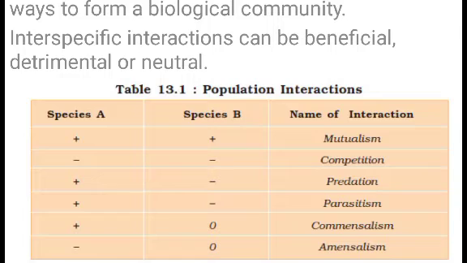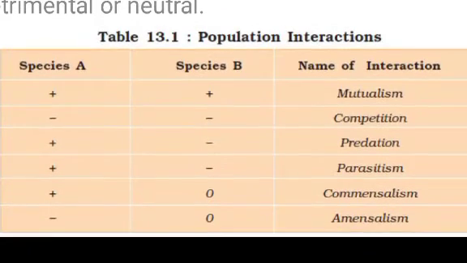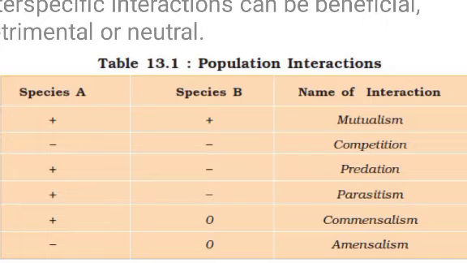Okay. So different types of interspecific interactions are there, which we are going to see here. That is mutualism, competition, predation, parasitism, commensalism, and amensalism. So in mutualism, you can see here in this tabular column, both the species are benefited. Species A and species B is there. So both is denoted by plus sign. That means both are benefited.